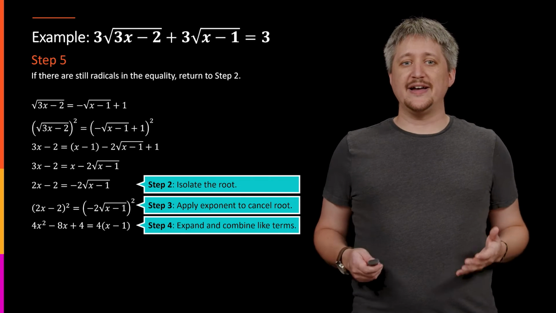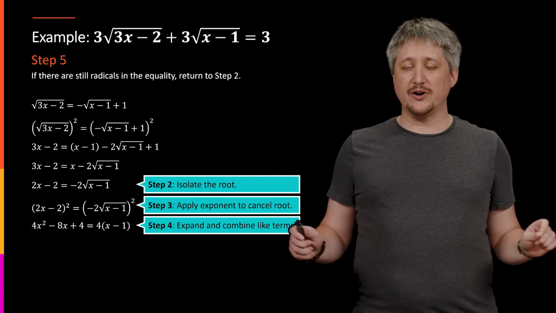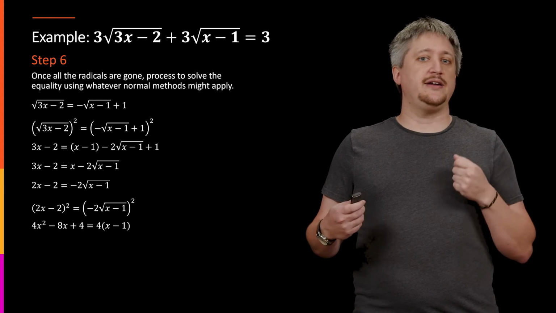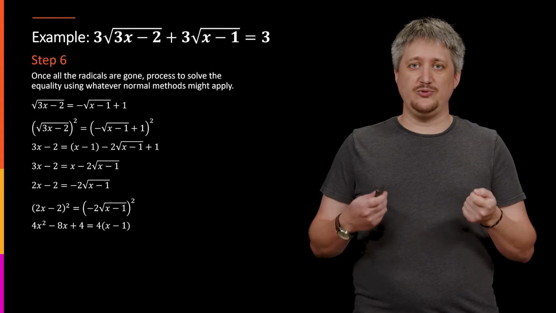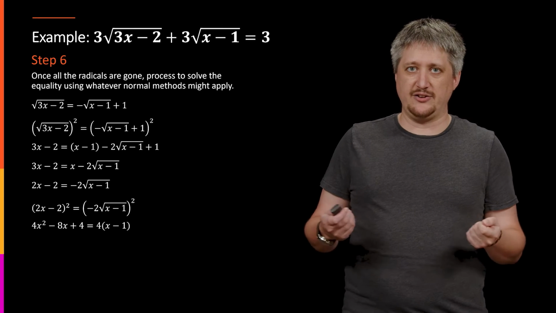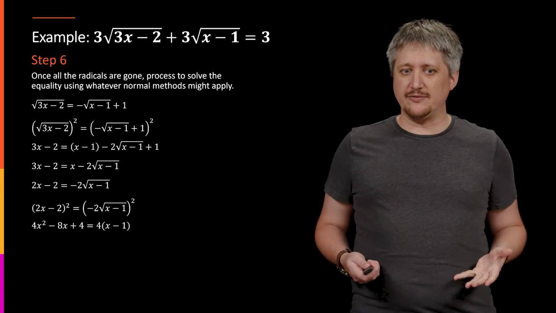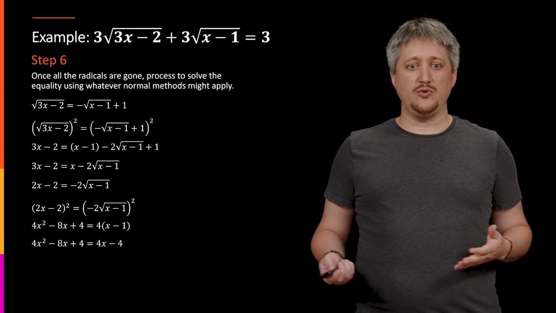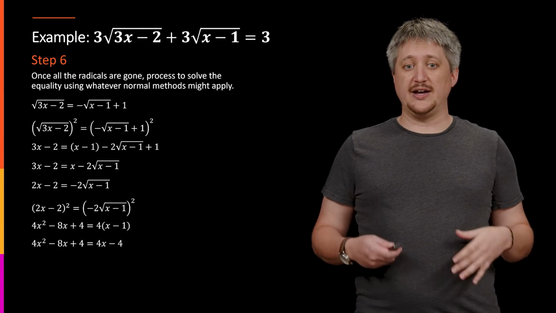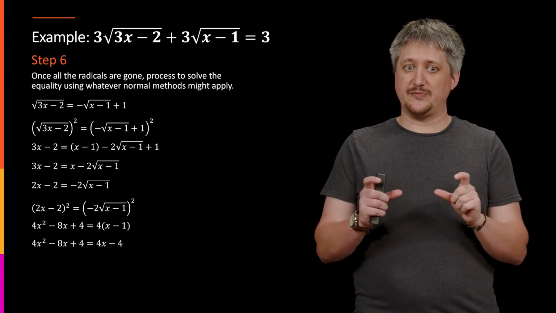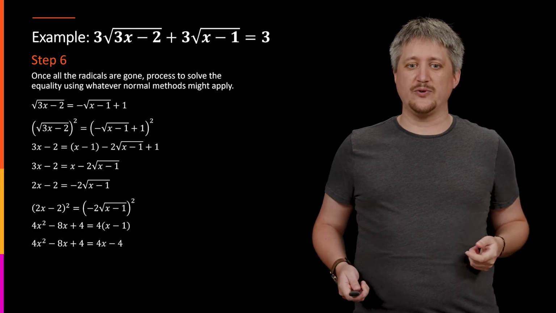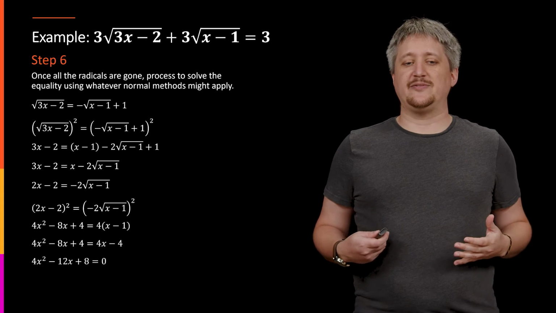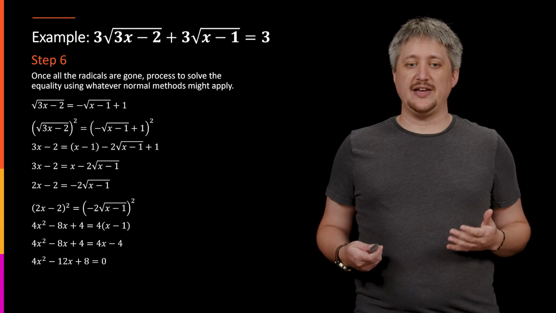Now, once I have gotten rid of all the radicals, right? So now I have no more radicals. Now I sort of just proceed to solve however I need to solve, right? So in this case, I have a polynomial, so I'm going to solve it like it's a polynomial, right? Move stuff off to one side. To do that, I'm going to sort of expand out on the right, distribute the 4 so that I can move everything off over to the left, and that gets me this 4x squared minus 12x plus 8.